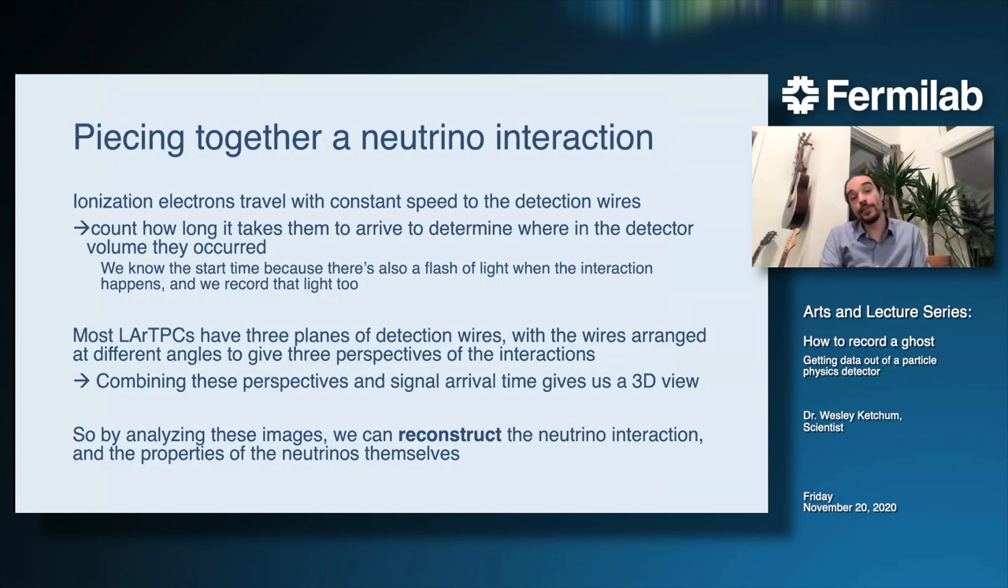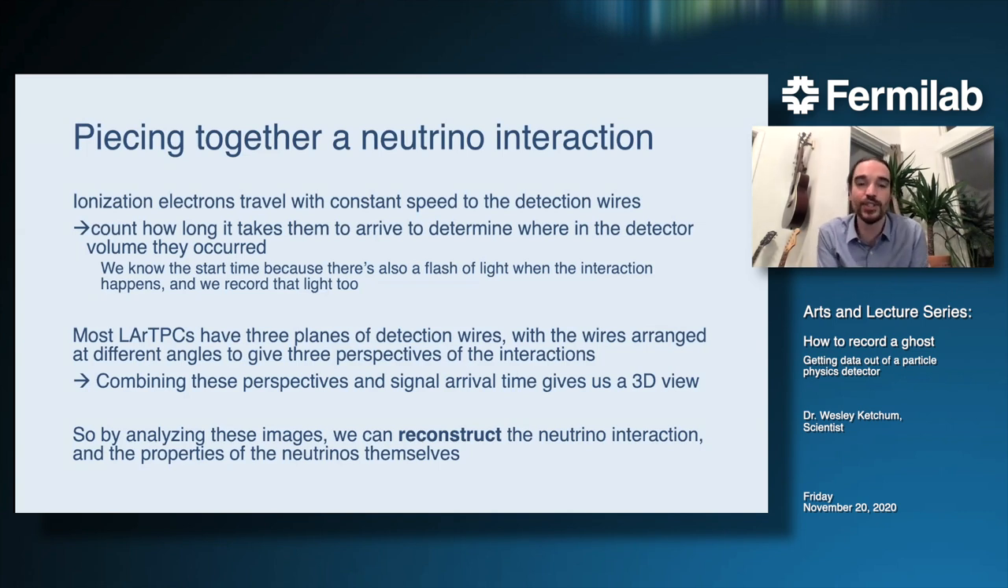So how we do that is those ionization electrons have a really nice property. As they travel to the detection wires, they basically travel at a constant speed. And so we can count how long it takes them to arrive on our detection wires and determine where in the detector they occurred. And we know when to start counting because there's something I didn't say before: when those neutrinos interact and create those charged particles, they also leave a flash of light in the detector, and we can record that light pretty instantaneously.